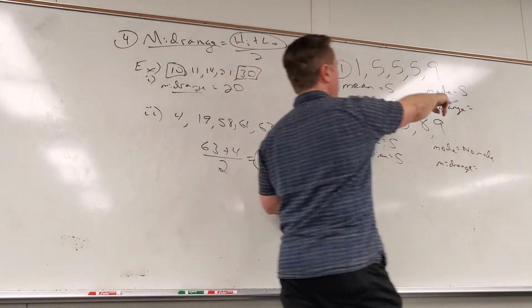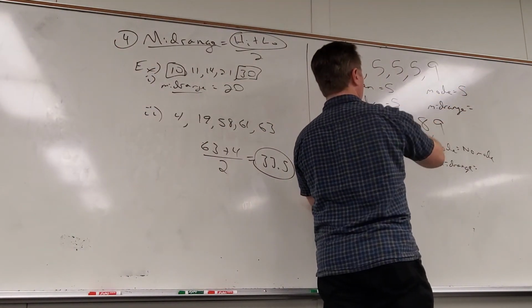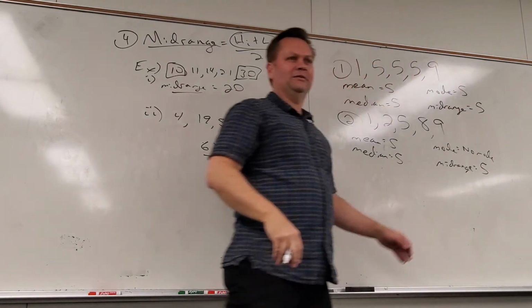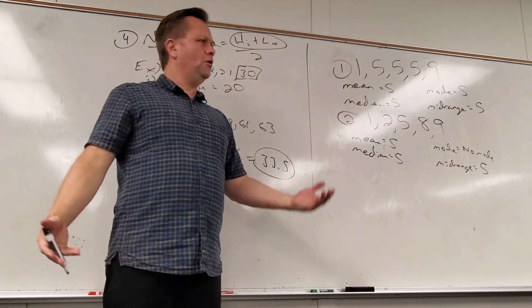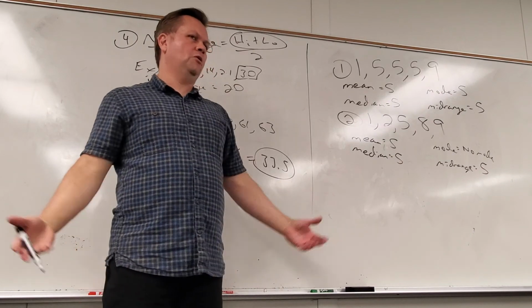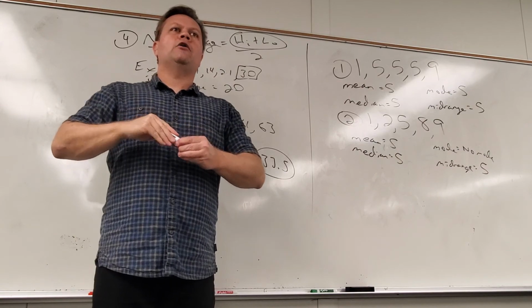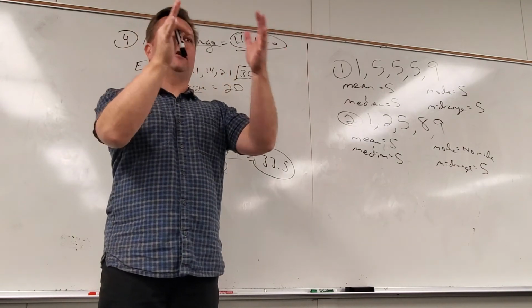And what about the mid-range? For both of them it's going to be 9. Right? All right. And the mode is the only one that's different, but the mode doesn't really tell me much about the data anyway. Do you guys see how the measure of center by itself is not enough?